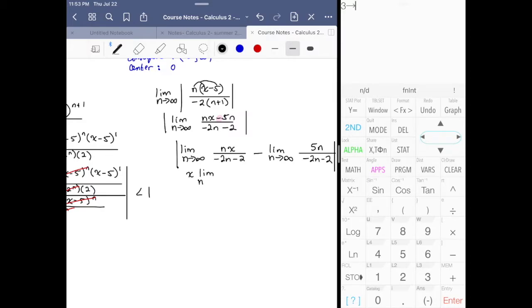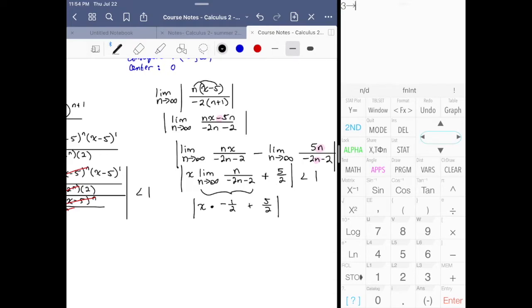So for the first one, I can take out the x. So x, limit as n approaches infinity, of n over negative 2n minus 2. Minus, now this other part I can just handle straight away. All right, because I got equal powers, so I can just take the ratio of the leading coefficients, so negative 5 over 2, so it's going to become 5 halves. Now this part I can also handle right here. All right, so I'm looking at negative 1/2.